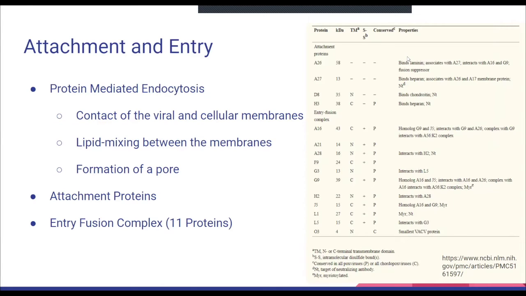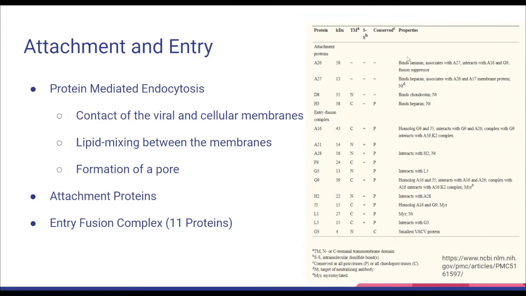So for attachment and entry, it's important to note that poxviruses actually produce two types of virions. They produce mature virions or MVs, which are responsible for host-to-host spread. And they produce extracellular virions or EVs, which are responsible for spread within the host, spread within tissues in the host. I'll be focusing mostly on mature virions for this.